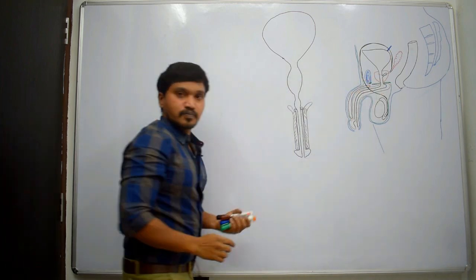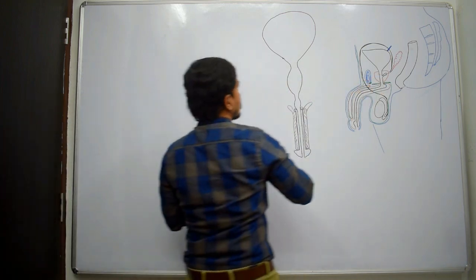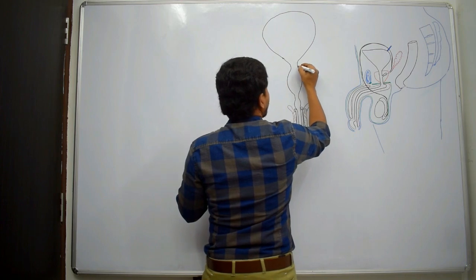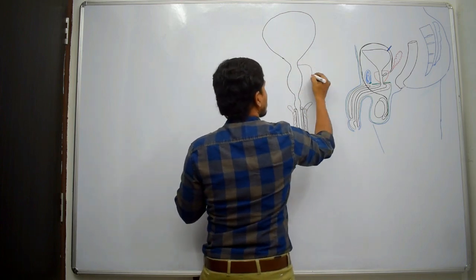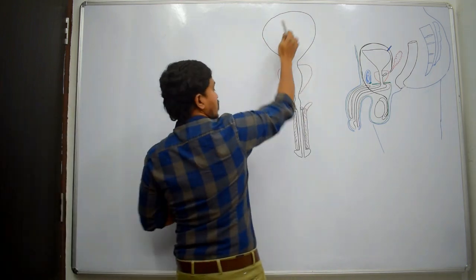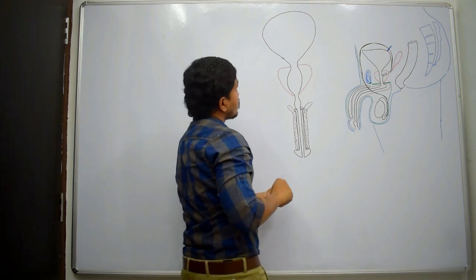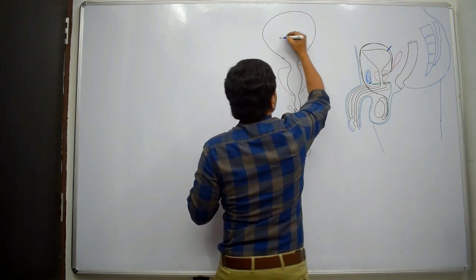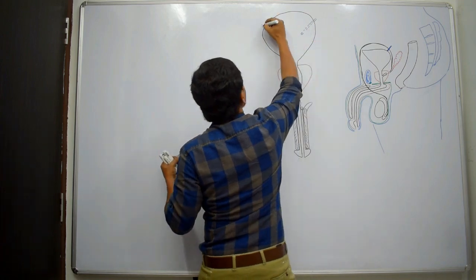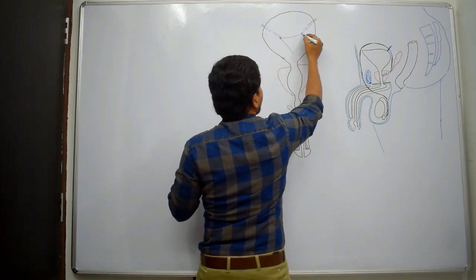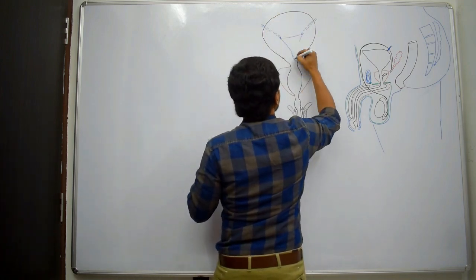What is this gland? Prostate gland. So let me draw prostate gland here. Within the urinary bladder, you can see the openings of ureters. So here one ureter, here one ureter. This is trigone of urinary bladder.